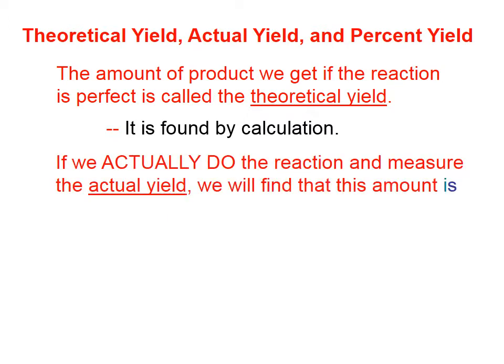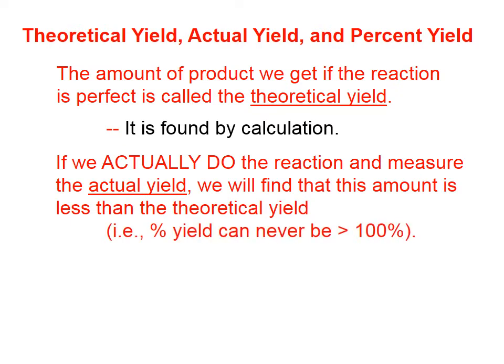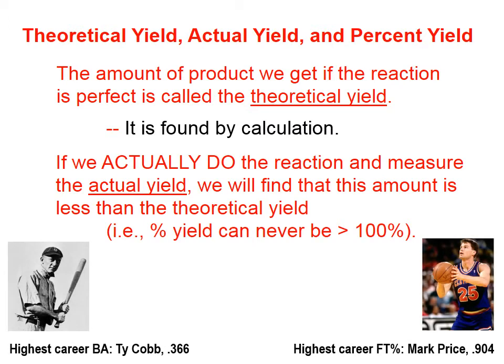Now, if we actually do the reaction and measure the actual yield, that is, separate a particular product, weigh it, let's say, what we're going to find is that this amount that we actually get is going to be less than the theoretical yield. That is, the percent yield can never be greater than 100%. It's kind of like a batter in baseball can't have a batting average greater than 1,000. That's as high as it can go. In basketball, a free throw shooter can't have a free throw percentage greater than 100%.